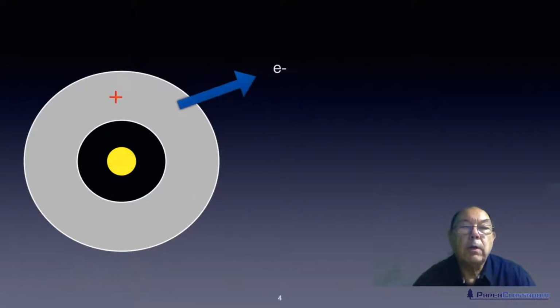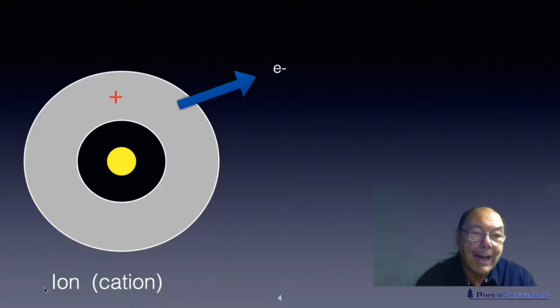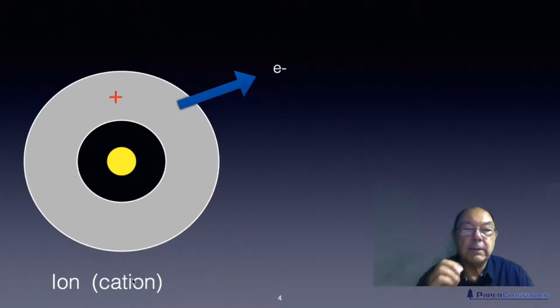If, for example, we take one or more electrons away from the atom, then we still have the same number of protons, but we now have fewer electrons, and therefore the atom now has a positive charge. So because it has a positive charge, we no longer call it an atom, we call it an ion. And to differentiate whether it's a positively charged ion or a negatively charged ion, we call this one a cation. We call it a cation because it is cathode seeking. It's attracted to negative things.